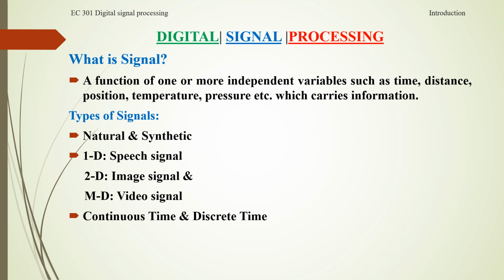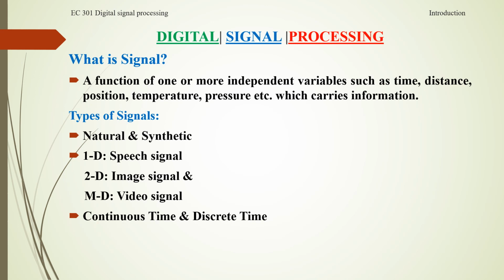Based on the number of independent variables, signals can also be classified as one-dimensional signals, two-dimensional signals and multi-dimensional signals. A one-dimensional signal is a function of a single independent variable. For example, speech signal is a one-dimensional signal with one independent variable, that is time.